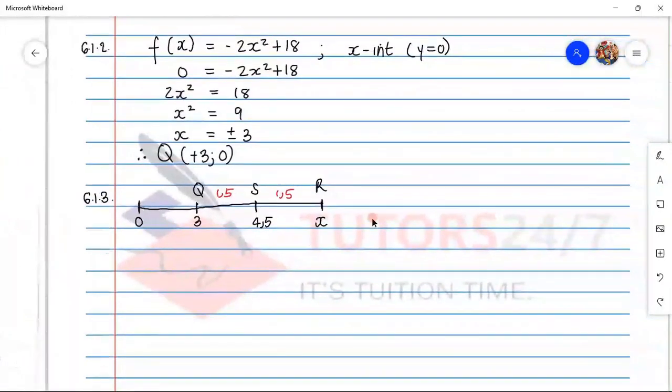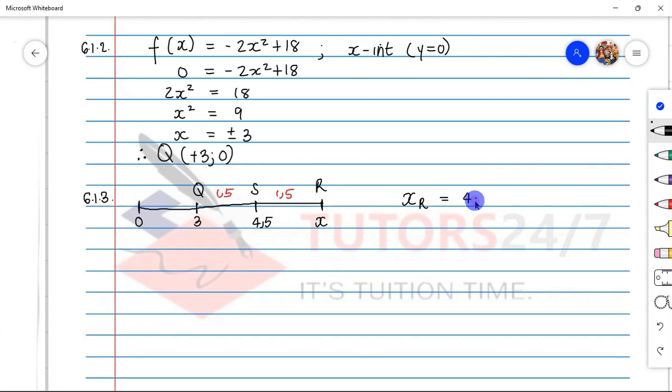So our first method that we're going to use is just going to say the x value of R equals 4.5 plus 1.5. That is going to give us an x value of 6. Now, let's apply a different method.